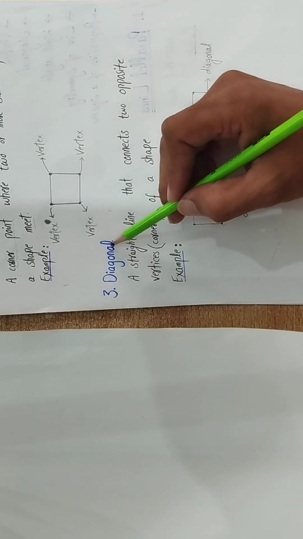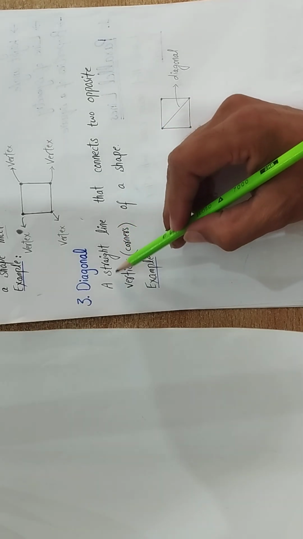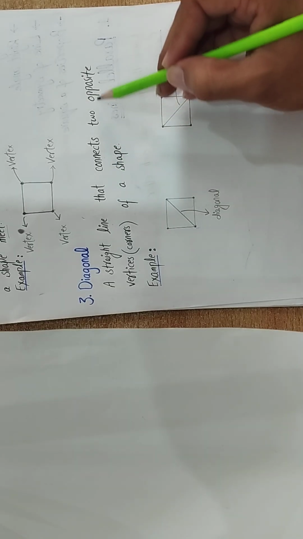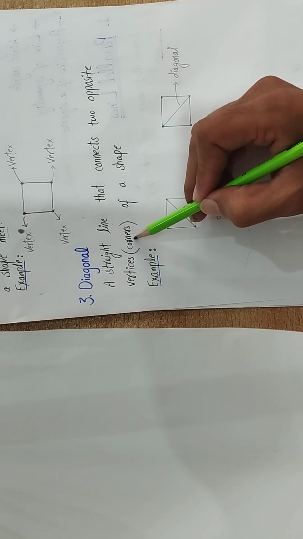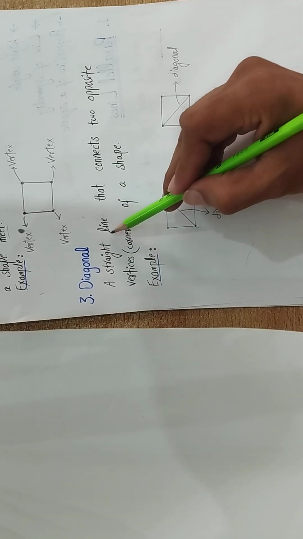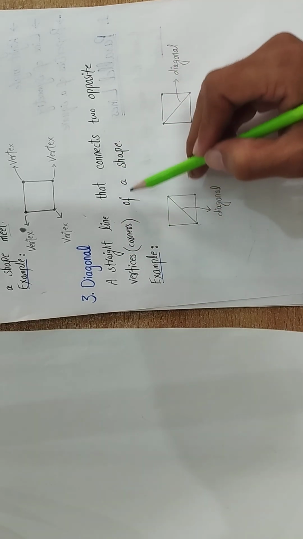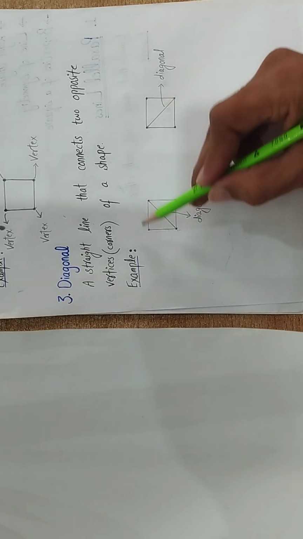Now let's see the third definition. Third definition is, what is diagonal? A diagonal is a straight line that connects 2 opposite vertices, which means corners. A diagonal is a straight line that connects 2 opposite vertices of a shape. Let's understand it through example. Here I have a square.